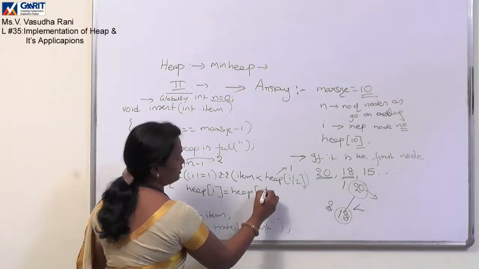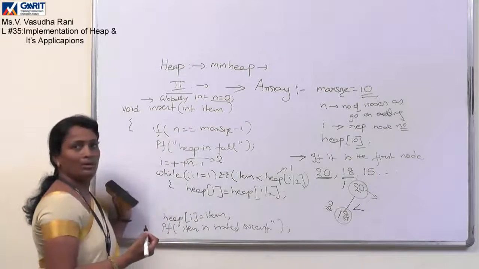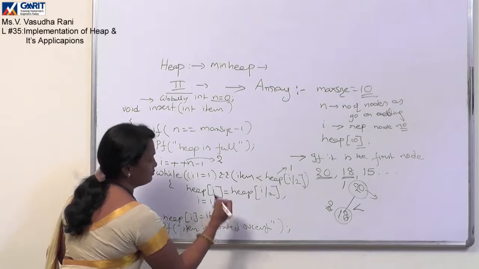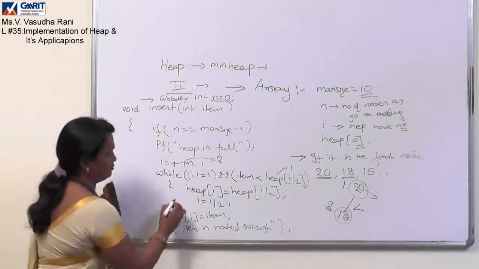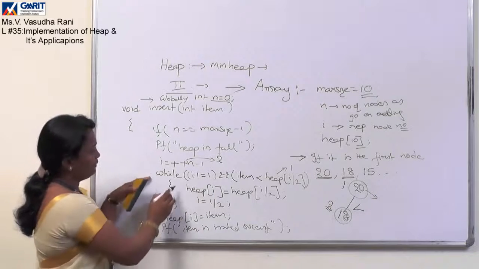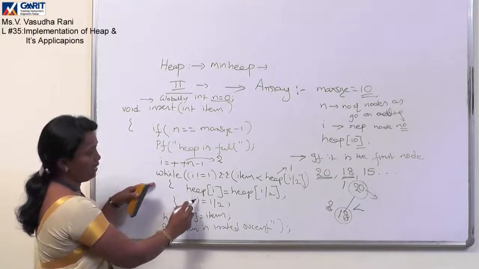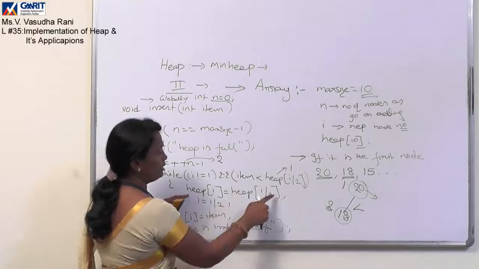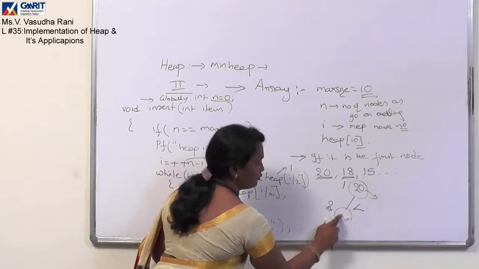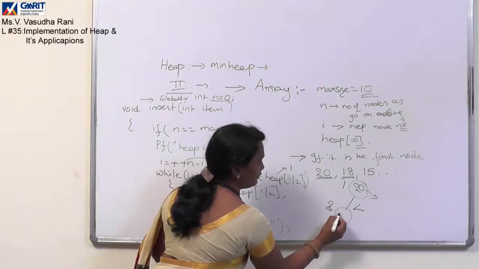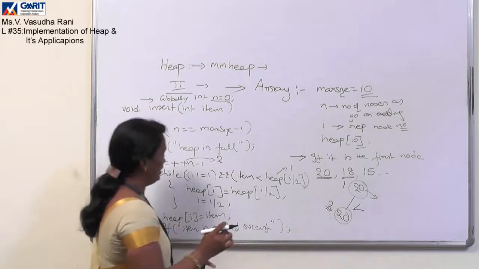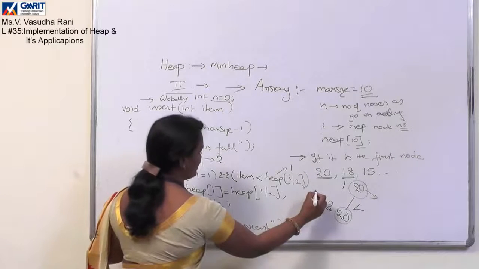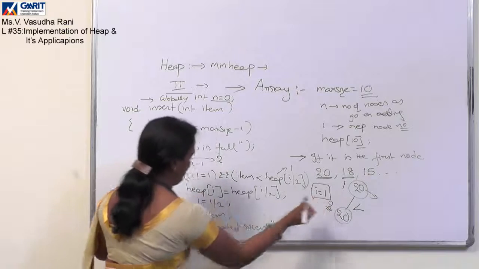Heap of 2, let us push 20. Where is our 20? It is at the I by 2 location. Then we have to make I equal to I by 2. By repeating this set of instructions, for this particular case, heap of 2 equal to heap of 1. So heap of 2, we are keeping heap of 1, which is 20, and then I equal to I by 2, and I is now made 1.